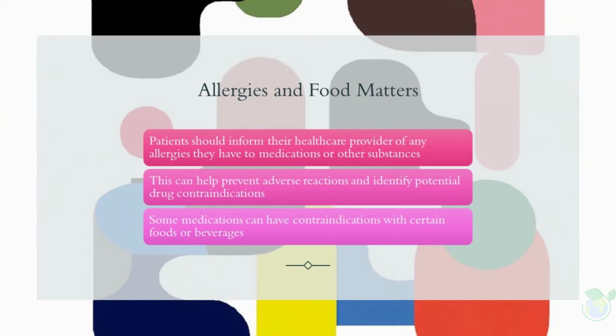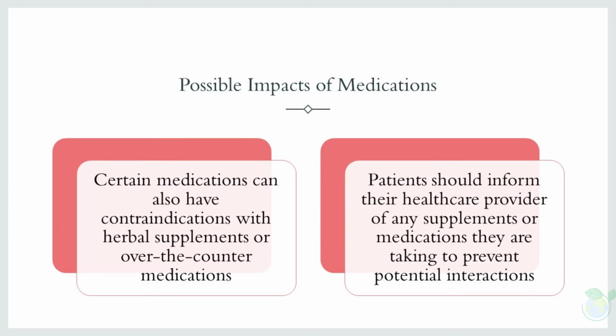Allergies and food matters. Patients should inform their healthcare provider of any allergies they have to medications or other substances. This can help prevent adverse reactions and identify potential drug contraindications. Some medications can have contraindications with certain foods or beverages. For example, grapefruit juice can interact with certain medications and increase their concentration in the body, leading to potential side effects or toxicity.